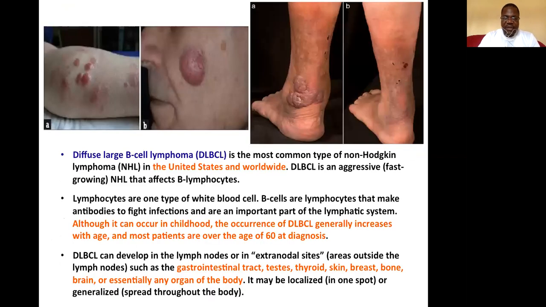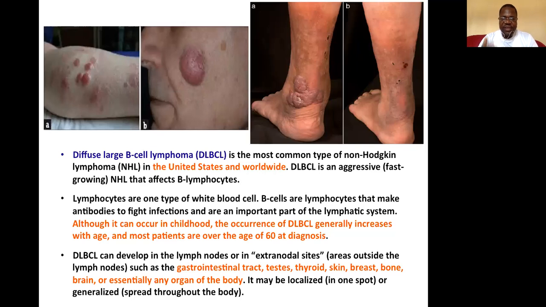The next one is also caused by EBV, Epstein-Barr virus, and is what we call diffuse large B-cell lymphoma. Diffuse large B-cell lymphoma is what you can see here, in this patient. This is the most common type of non-Hodgkin lymphoma that can be found in the United States and in other parts of the world, but mainly it's common in the United States of America.